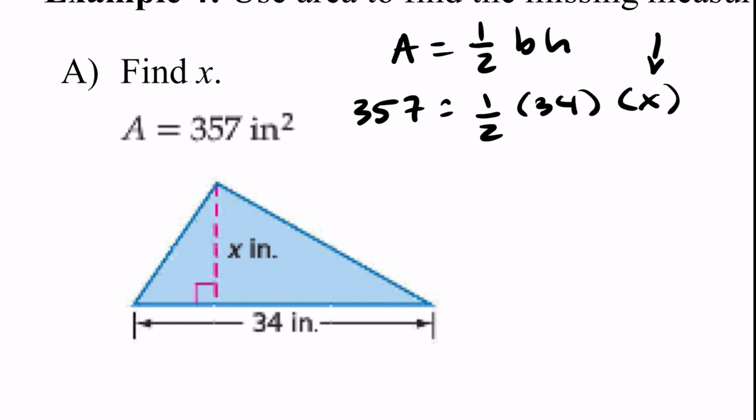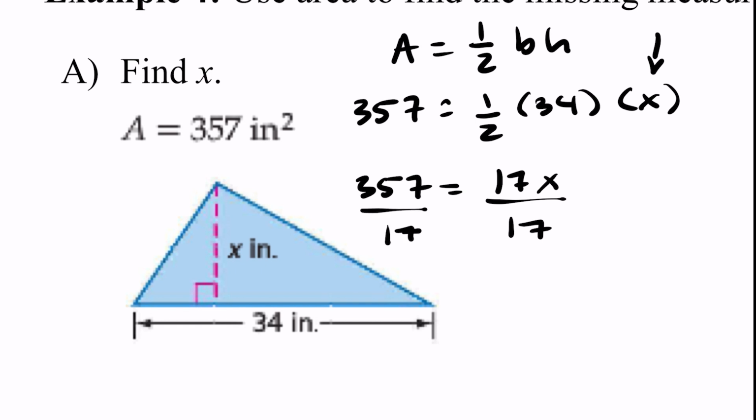So I can go ahead and do this. I have 357 equals 1/2 of 34, which is, what's a half of 34? 17 multiplied by the x, okay? So I have 17x on the right-hand side. I should do what on both sides to figure out what x is? Divide both sides by 17. So x is equal to 21 what?